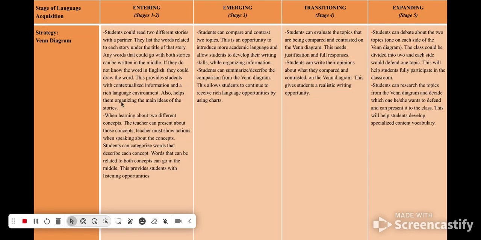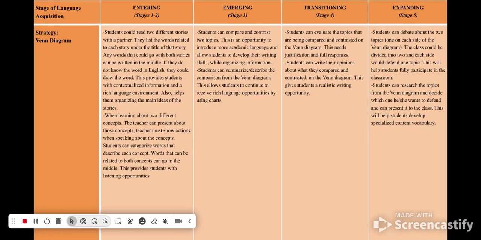So here's how I will use the Venn diagram at different stages. For entering, I will have them use it to compare two stories per se. They will read that with a partner, and then have one story on one side, the other story on the other side, and just list, because that's what they can do at this stage. List the words related to each story so they can have that comparison and contrast of the two stories, and help them organize the main ideas of the two stories.